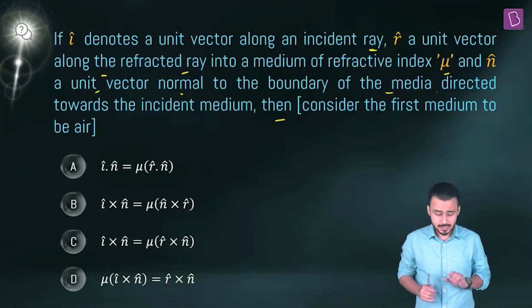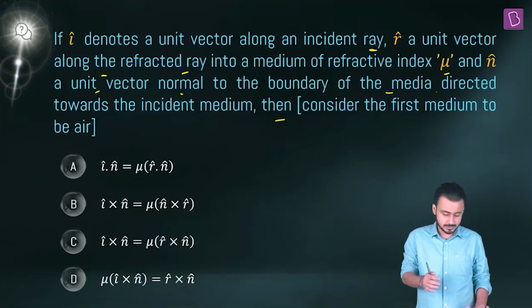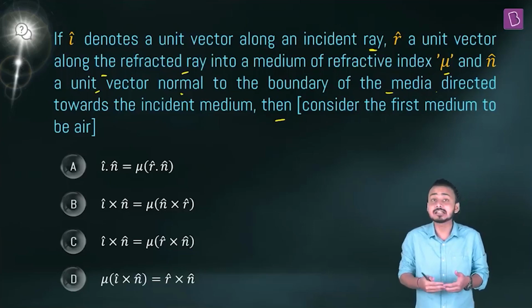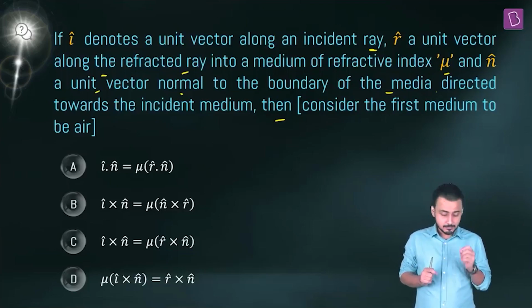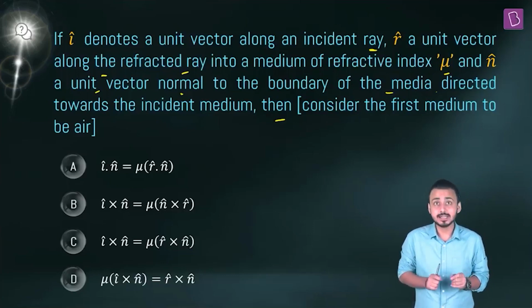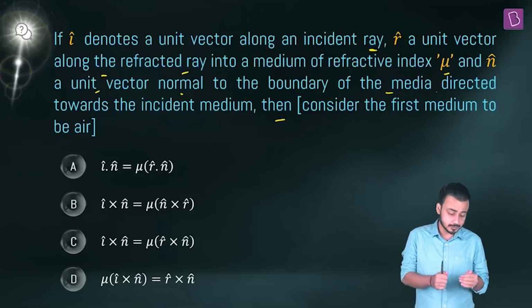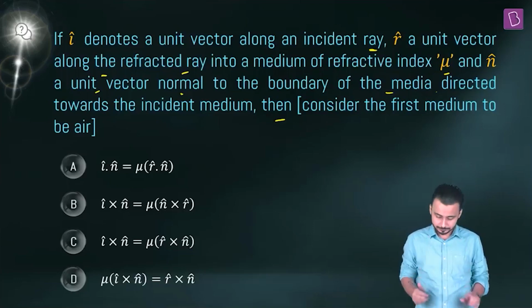There are 4 relations. Basically, these are the 4 formats. These are the suggested formats for the vector form of Snell's law. Correct? We'll look into detail, and we'll figure out which of the vector forms is correct. Okay? Let's look into the figure.